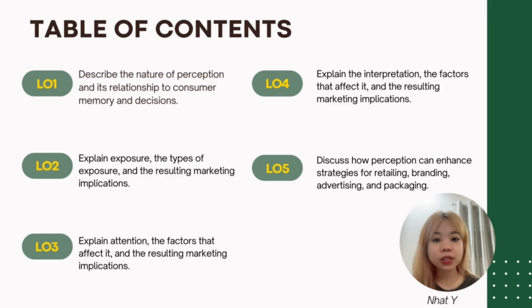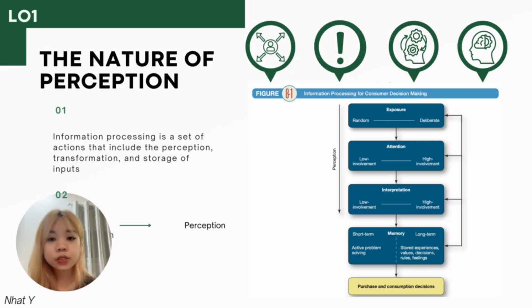This is the table of contents and we have 5 learning objectives to discuss. In learning objective 1, we have to know the nature of perception and its relationship to consumer memory and decision. Information processing is a set of actions that include the perception, transformation, and the storage of inputs. In figure 8.1, the process has 4 steps: arousal, attention, interpretation, and memory.